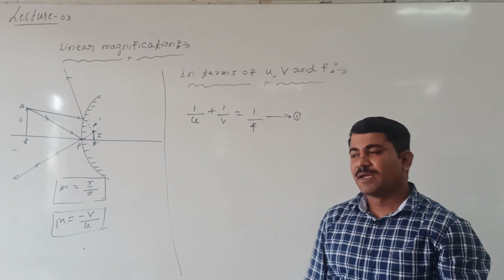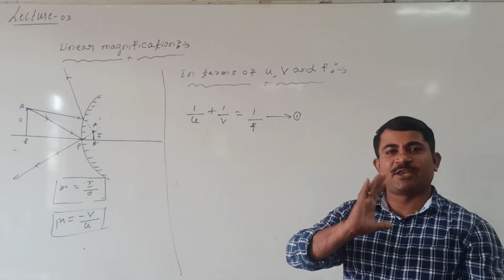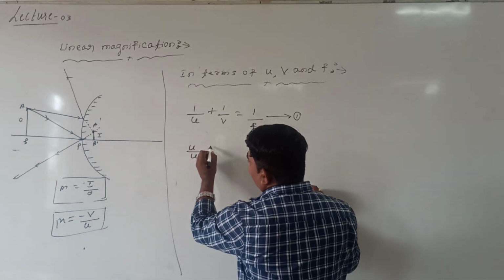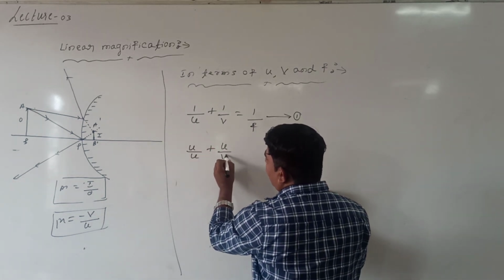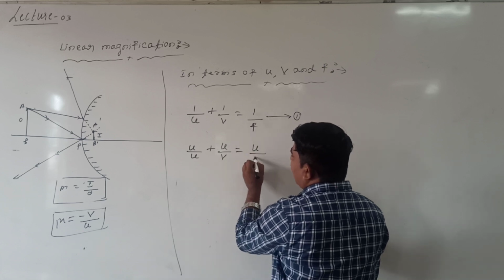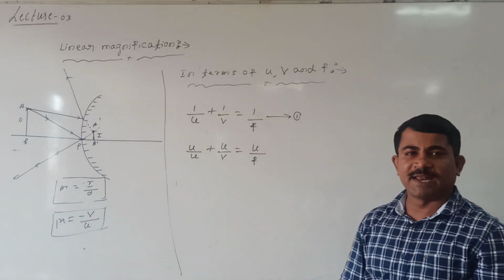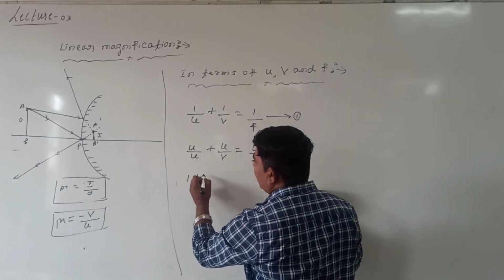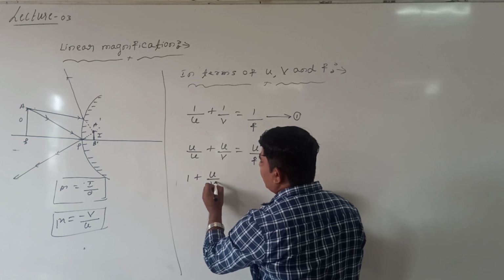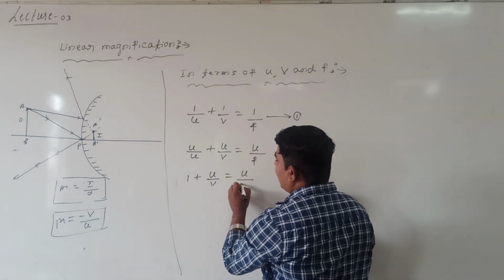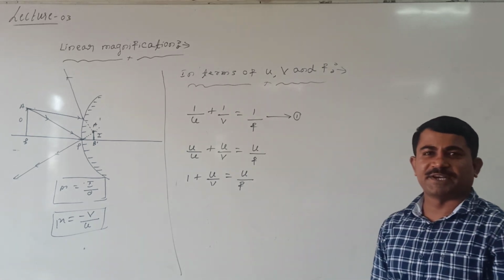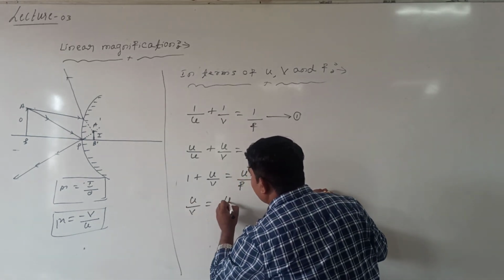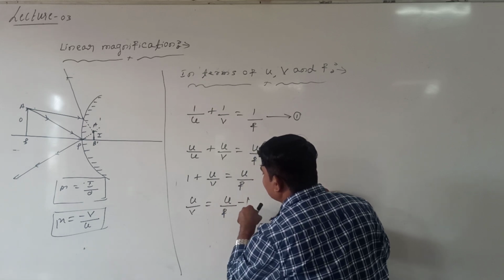Then multiply this equation on both sides by U. U divided by U plus U divided by V is equal to U divided by F. U by U gets cancelled, remaining 1 plus U divided by V is equal to U divided by F. Right? Or else U divided by V is equal to U divided by F minus 1.